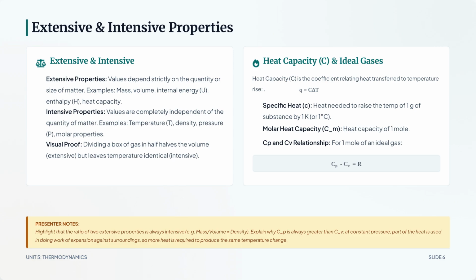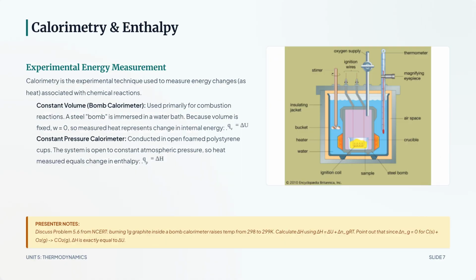Thermodynamic properties are classified as extensive or intensive. Extensive properties, like mass and volume, depend on the quantity of matter. Intensive properties, such as temperature and density, are independent of the amount of matter. Heat capacity, C, relates heat transfer to temperature rise. The molar heat capacities at constant pressure, Cp, and constant volume, Cv, for an ideal gas are related by the equation Cp minus Cv equals R.